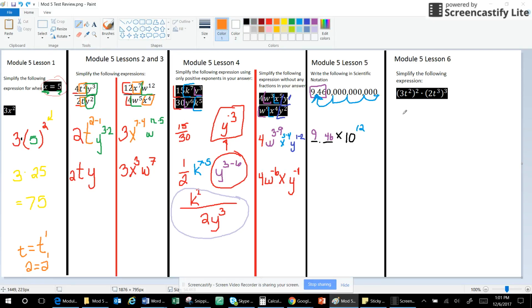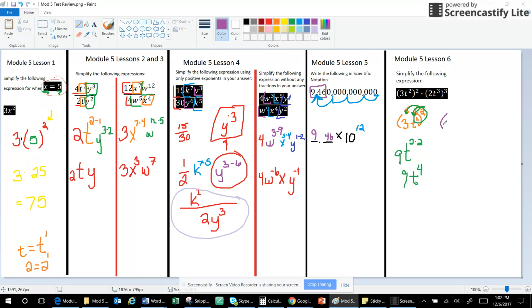Okay, so I see I have a bunch of stuff in parentheses, and we need to remember that when we have a power on parentheses, it goes to everything inside those parentheses. So this first one, we actually need to do 3 squared. That square goes to the 3, and it also goes to the t squared. 3 squared is 9. T squared raised to the second power. We need to remember when we have a power raised to a power, we're going to end up multiplying these. So this is going to end up being 2 times 2. So this first one's going to simplify down to 9t to the 4th.